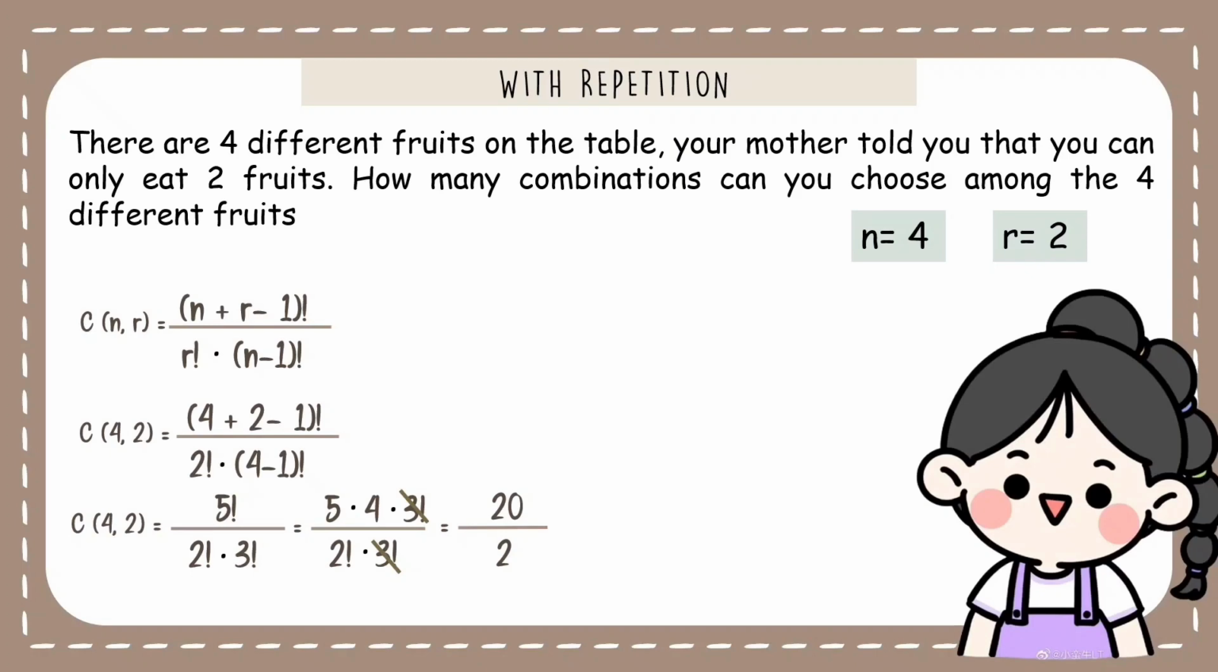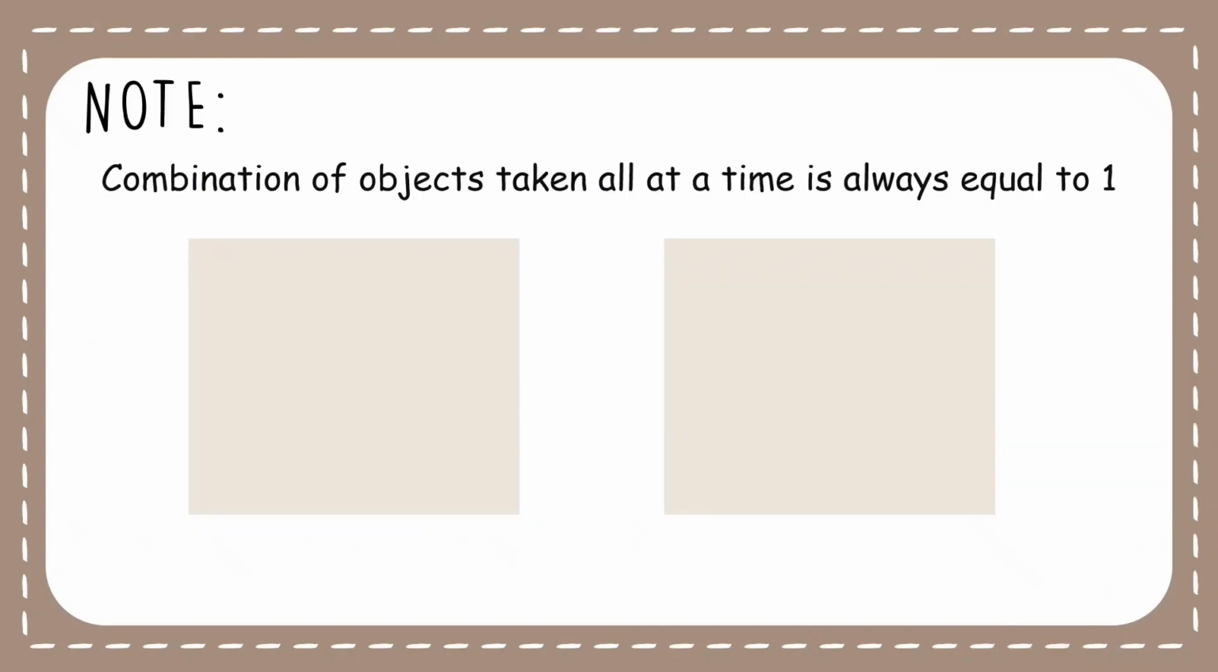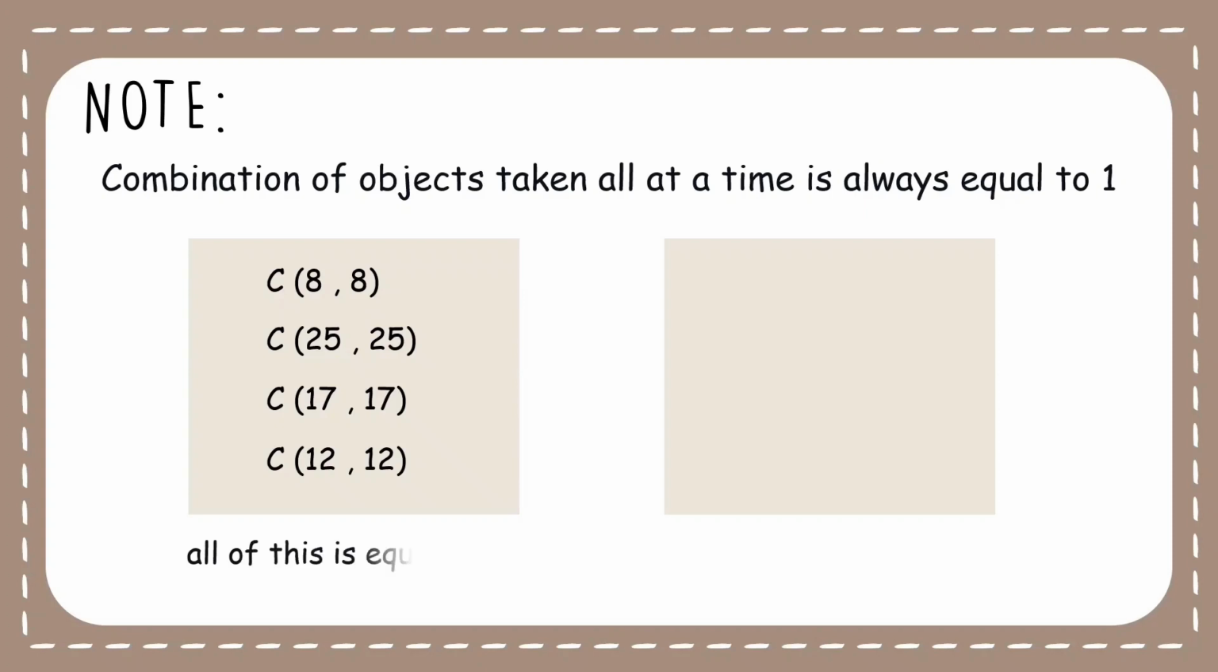We can now move on to our last step. 20 divided by 2 is equal to 10. Therefore, you have 10 ways to choose 2 fruits. Remember that combination of objects taken all at a time is always equal to 1. For example, 8, 8, 25, 25, 17, 17, 12, 12, all of this is equal to 1.